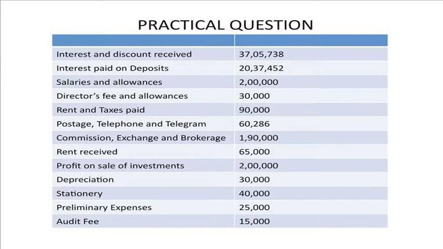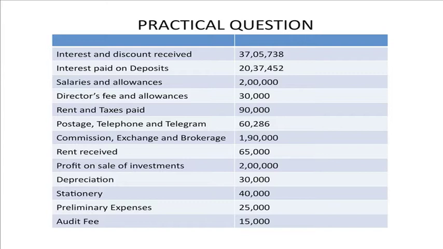Commission, exchange and brokerage 1,90,000, this line of item is an income. So it will fall under schedule 14 of income. Then profit on sale of investment, it is again other income of 2 lakh. Rent received, so it is also an income, rent received is 65,000, schedule number 14.